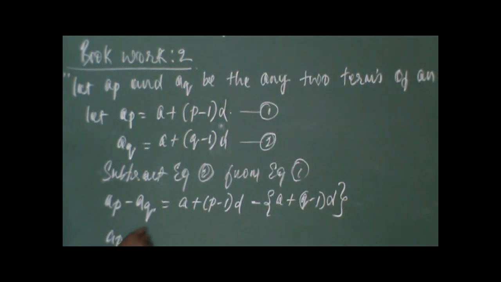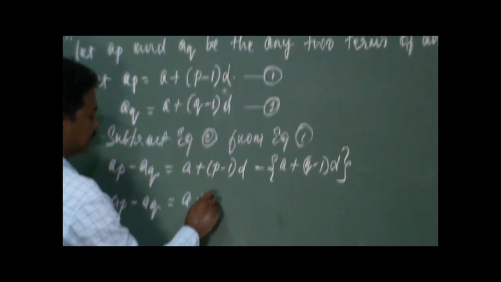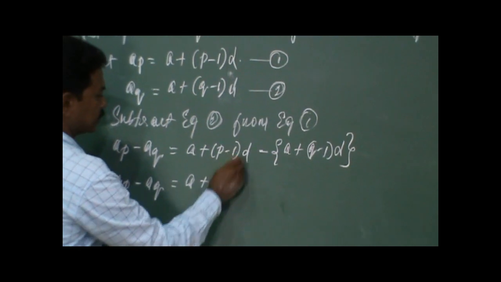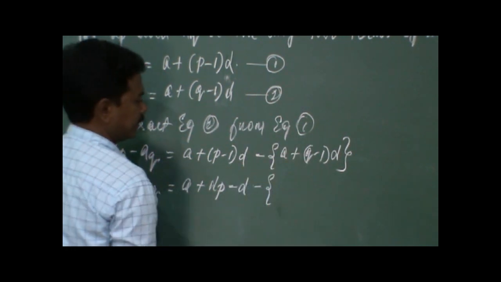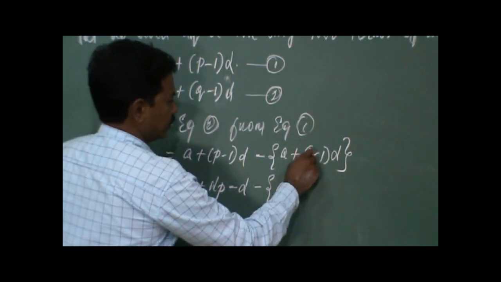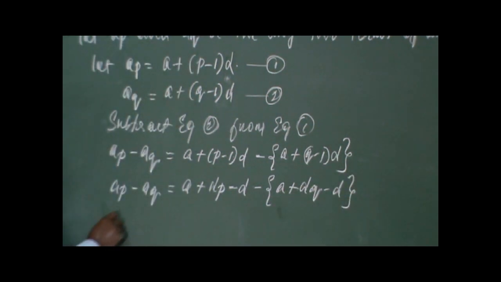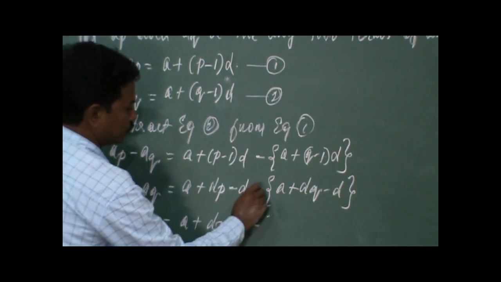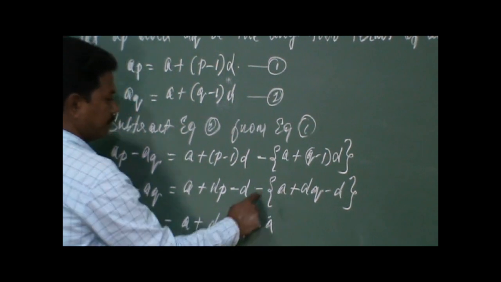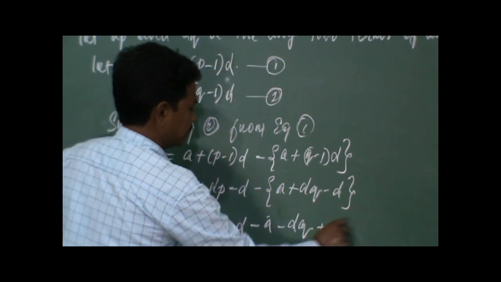So AP minus AQ is equal to A plus D into P is DP, D into minus 1 is minus D, minus, open the brackets inside, then we will multiply. A plus D into Q is DQ, D into minus 1 is minus D. So AP minus AQ is equal to A plus DP minus D minus, minus into plus A is minus A, minus into plus DQ is minus DQ, minus into minus D is plus D.